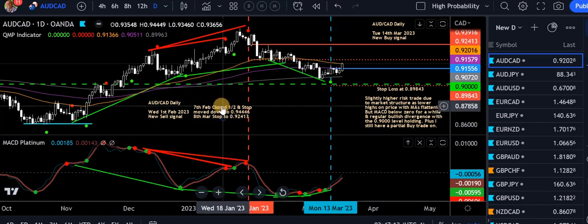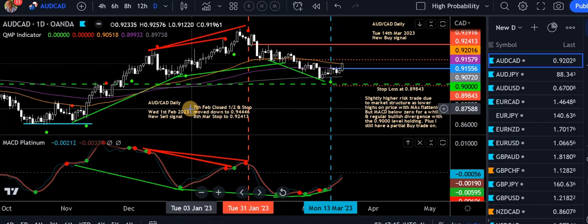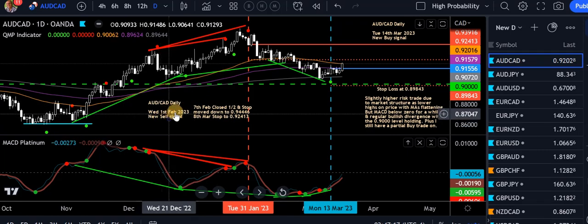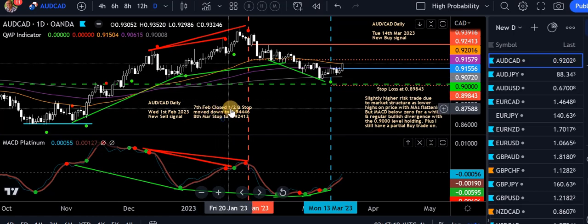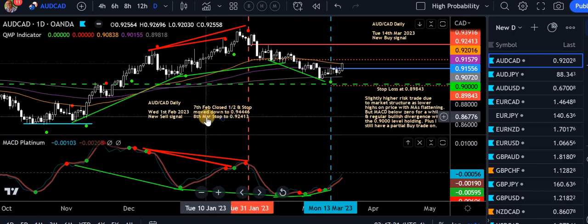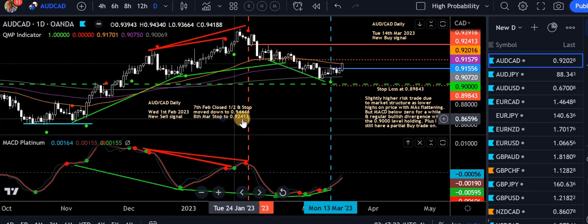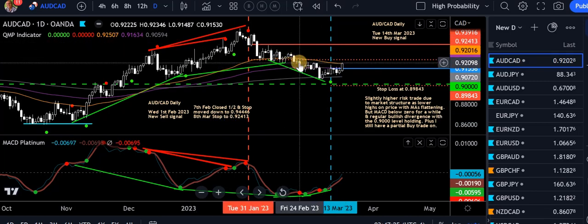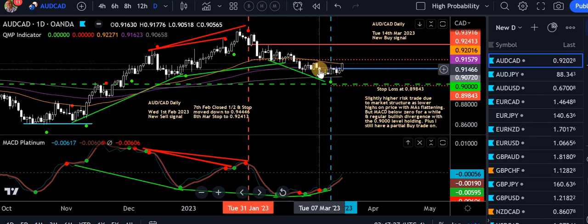So all these notes here, you see 7th of Feb, this is on this sell trade from the 1st of Feb. 7th of Feb, close half and stop move down. I call all that. 8th of March, stop move down further. So this sell is a stop loss there. Can't lose on the sell.